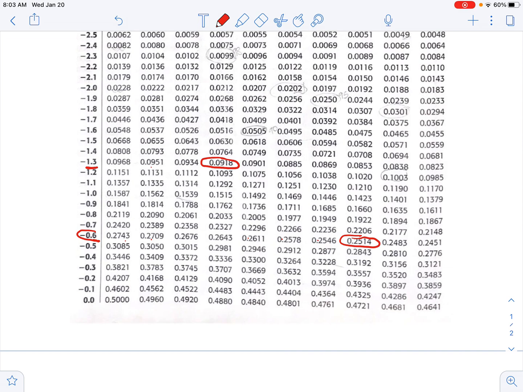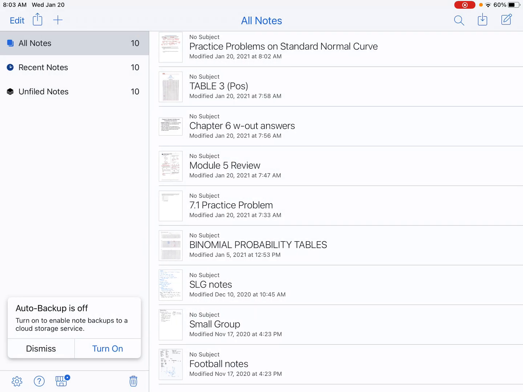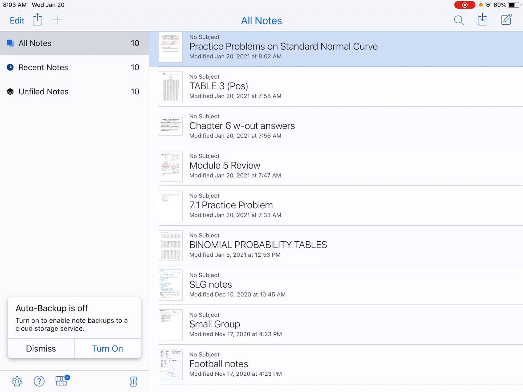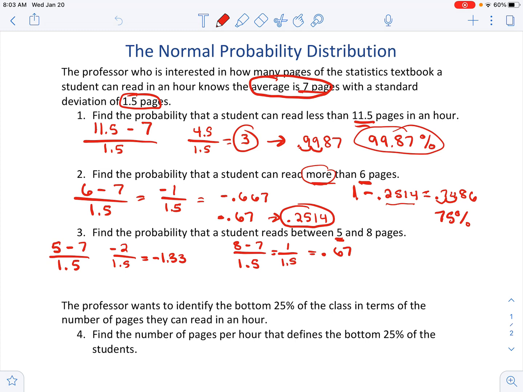0.0918. Okay, so write that down. So a z-score of negative 1.33 corresponds to a percent of 0.0918. So now we look up 0.67.